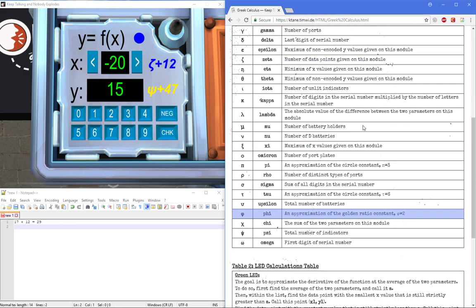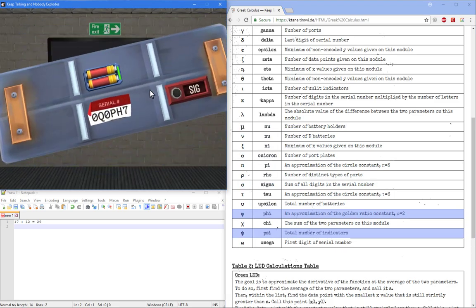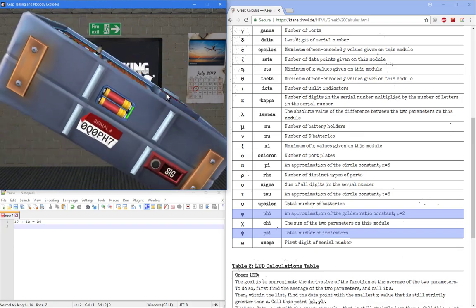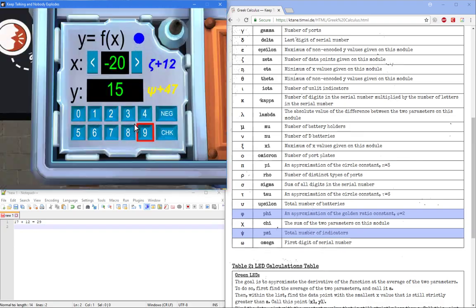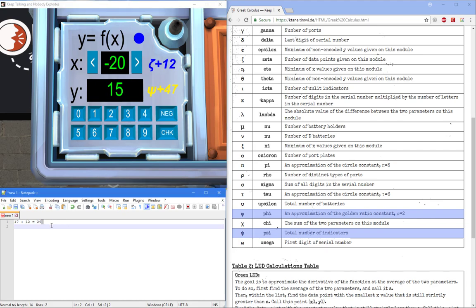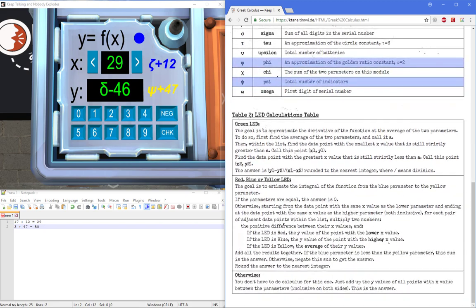And the other yellow parameter is psi plus 47, where psi is equal to the total number of indicators. So let's see. 1, 2, 3. So 3 plus 47 is going to equal 50. So we got to start on 29. There it is. And then we have to do this for each one.